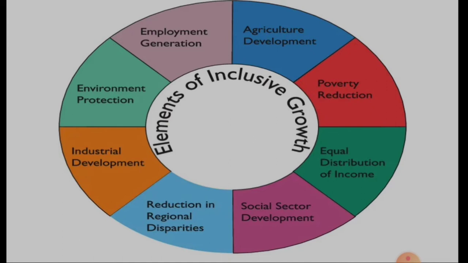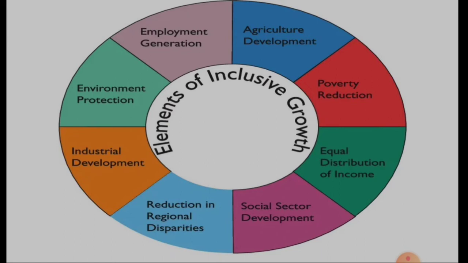You can just write some points about these. You can just give the points and explain them in a few lines, because in mains you have to write almost 3 to 5 lines for every point to explain that point. So you can explain these points by giving some government schemes which are aimed at employment generation or agriculture development, or just write the definition of these elements of inclusive growth.